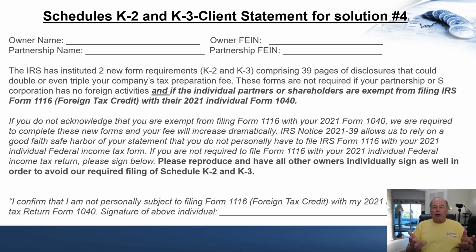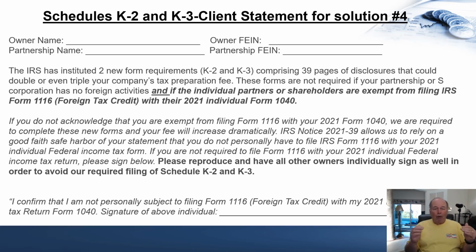My first paragraph just tells them, I gotta fill out these forms and your fee's gonna go up dramatically. But I also tell them the forms are not required if A, the partnership has no foreign activities, and B, the individual owners are exempt from filing the 1116. All right, I've laid it out to the clients. I gotta file the form. If you got foreign activities at the entity level, or you gotta fill out the 1116 at the 1040.